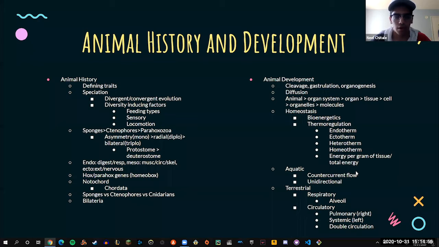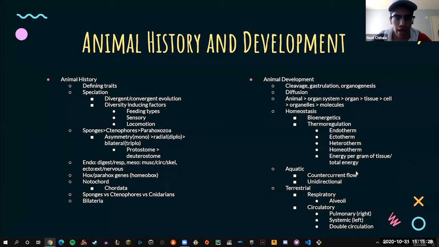Then you have the Parahoxozoa, which is more closely related to us, but we're a little farther down the line from there. Essentially, you have a development of bilateral symmetry, and you've got triploblastic defining traits. So not only do they have an endoderm, which is internal tissue, and ectoderm, which is external tissue, but you also have a mesoderm, which is in between those two in the middle.